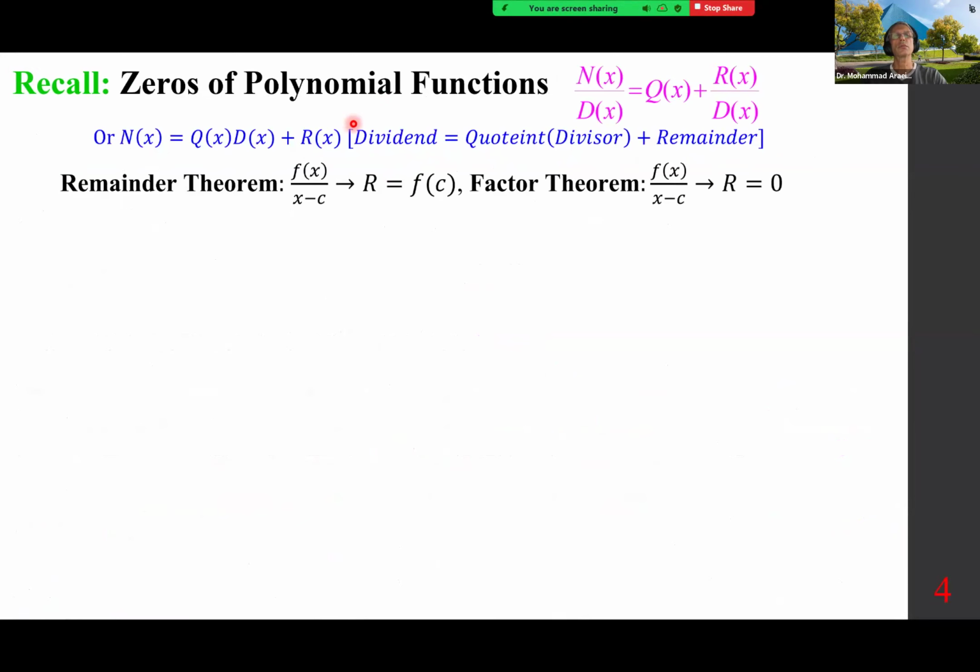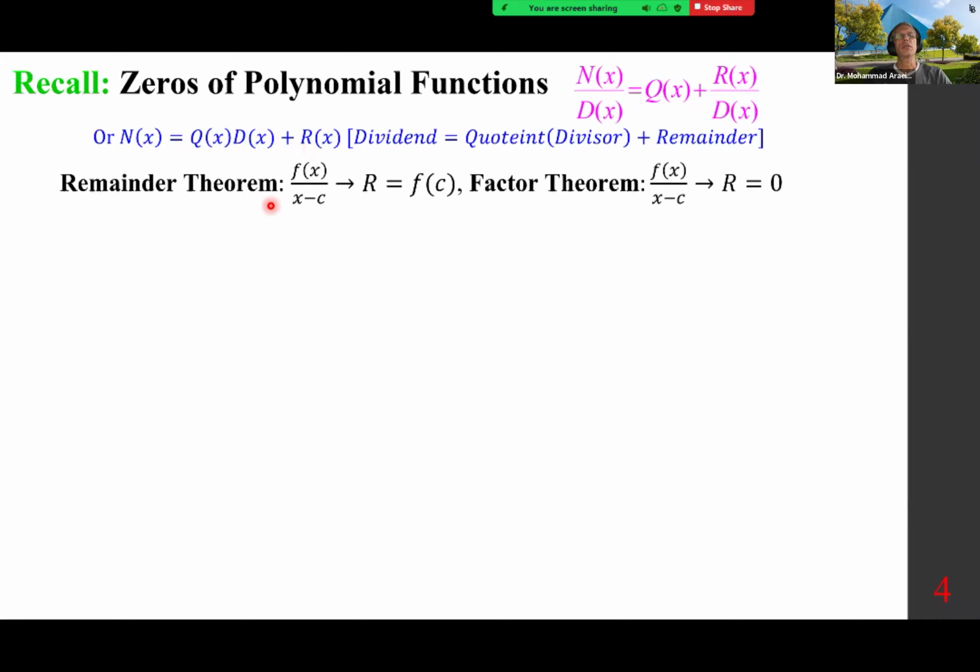Zeros of polynomials. N of x divided by d of x is q of x plus r of x over d of x, where n is the dividend, d is the divisor, q is the quotient, r is the remainder, or you can do the cross product. N of x is q of x times d of x plus r of x.